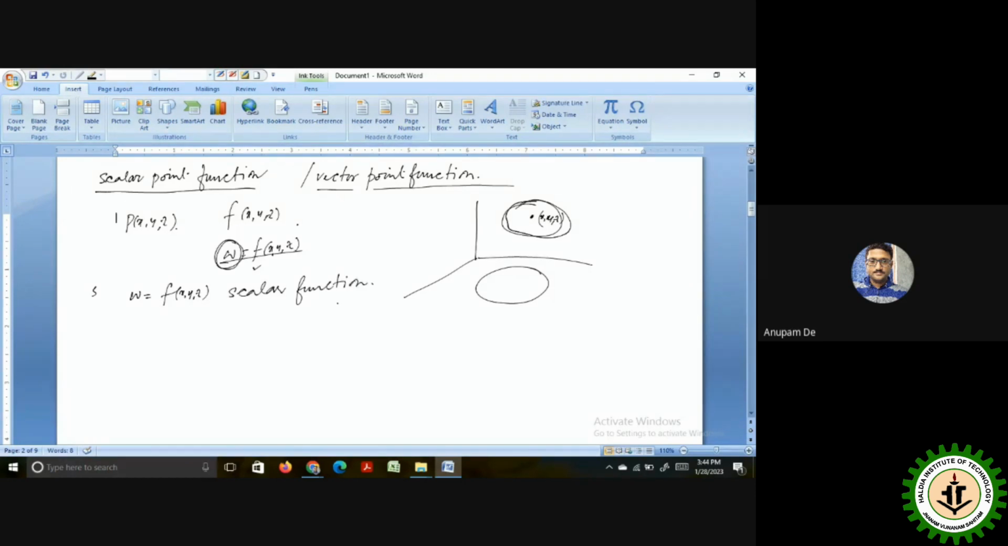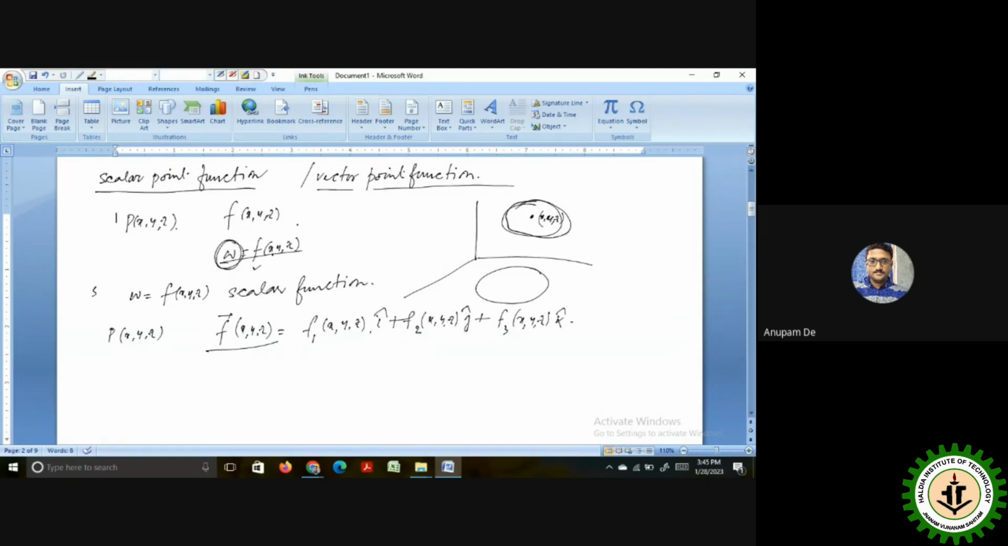But what about a vector function? A vector function is basically, for each point x, y, z, suppose p, x, y, z in three-dimensional space, if I can correspond a vector, not a scalar but a vector, f of x, y, z, where f consists of three components, f1 of x, y, z i plus f2 of x, y, z j plus f3 of x, y, z k, then we will say f is a vector point function.